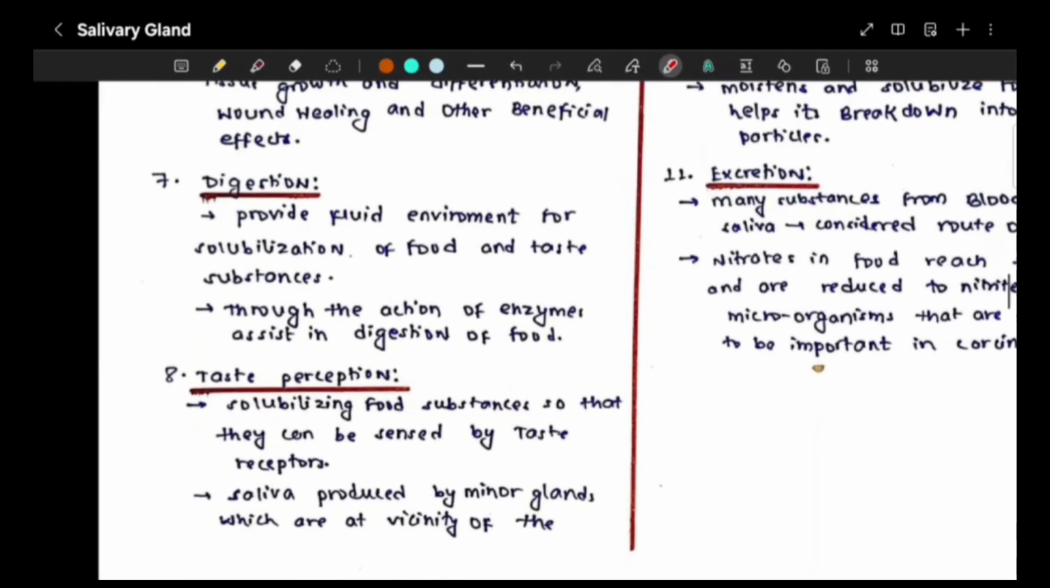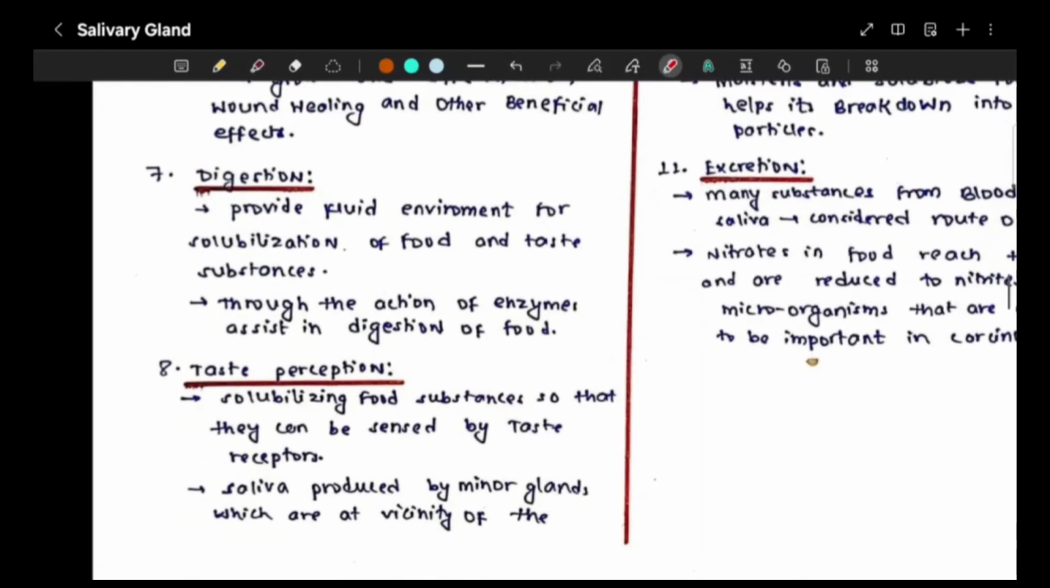After that, digestion. It provides the fluid environment for the solubilization of the food and taste substances, and through the action of enzymes it assists in the digestion of food, like amylase. There is amylase, and salivary lipase is also there, so those enzymes facilitate the digestion of the food. After that, taste perception.